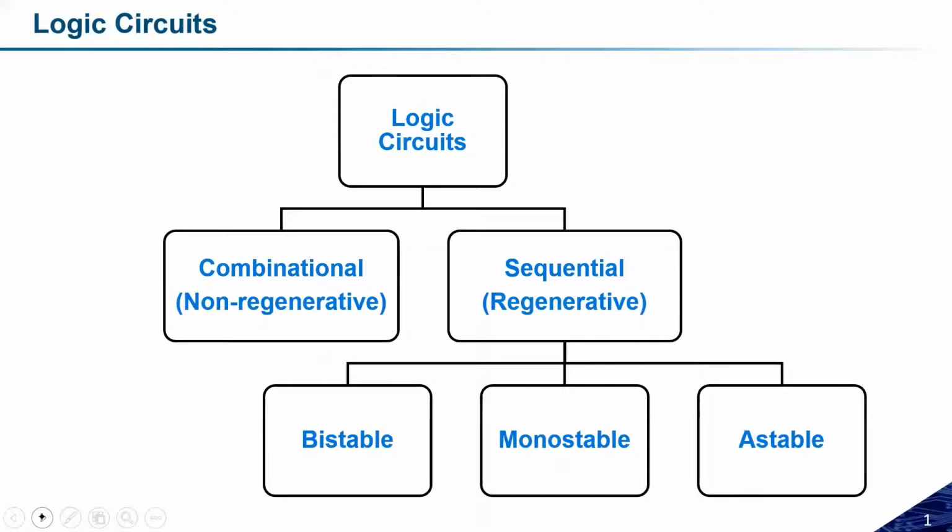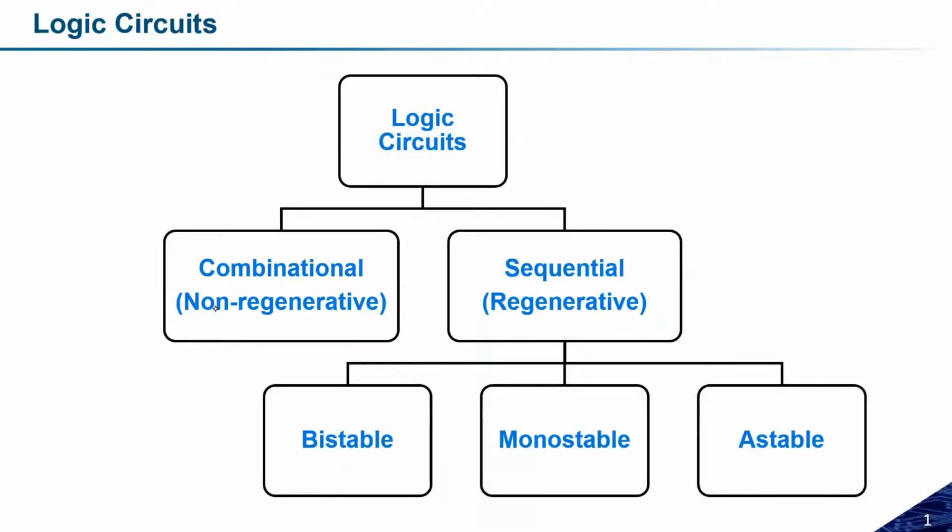Basically, as I told you, logic circuits are divided into two categories. The first is the combinational logic circuits, and the second is the sequential logic circuits. We can call the combinational logic circuits non-regenerative, because whatever input we give, we get the output immediately. But in a sequential circuit, there is a feedback path, and data can be stored for some instant of time, so that it can be regenerated.